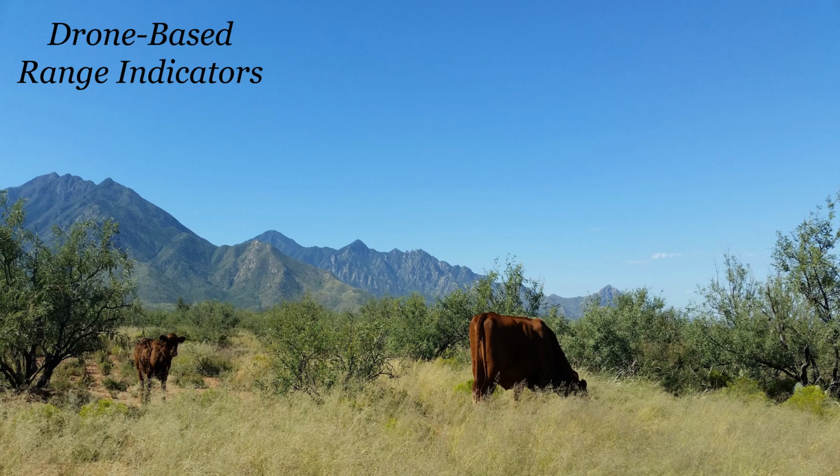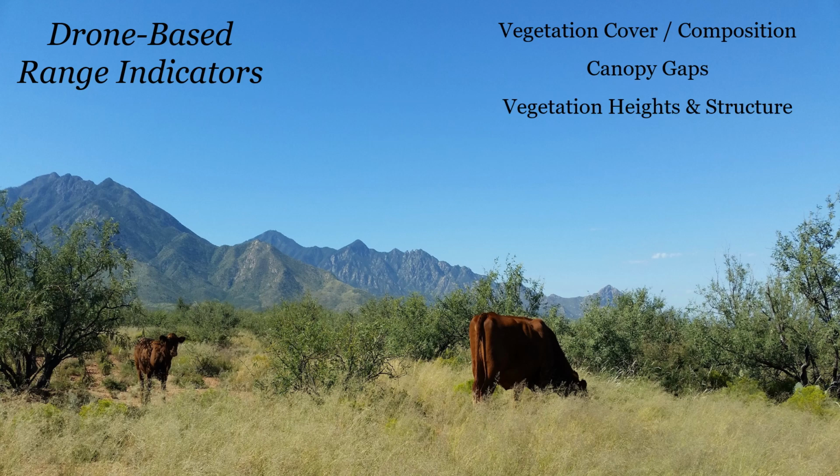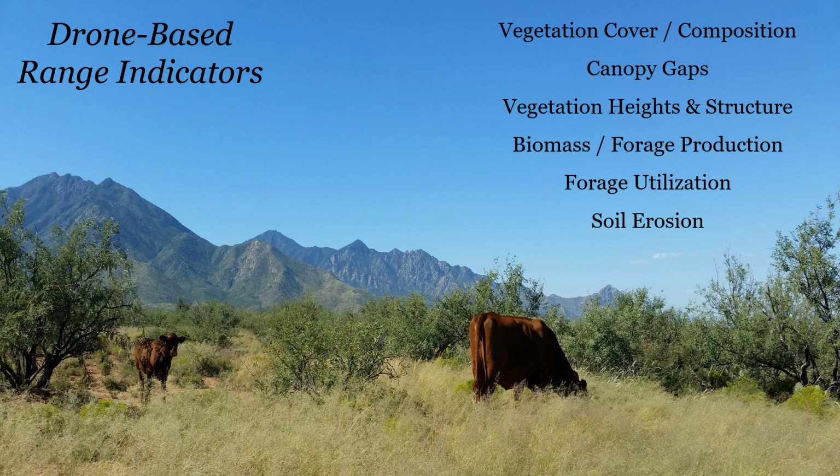So, drone-based range indicators. Over the last 20 years, there's been significant research on demonstrating which indicators we can reliably estimate from high-resolution imagery. They include vegetation cover and composition, with some caveats, of course. We can estimate canopy gaps, vegetation heights and structure, forage production and biomass, forage utilization, and even soil erosion. So now let's go through each of these with a bit more detail.